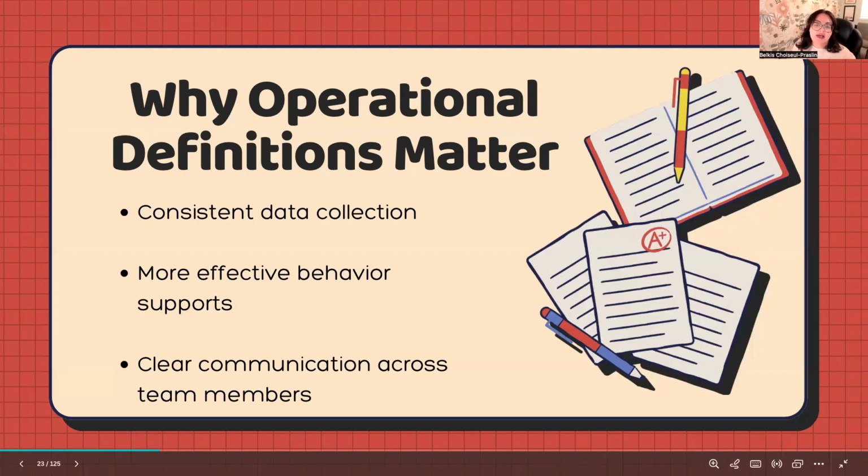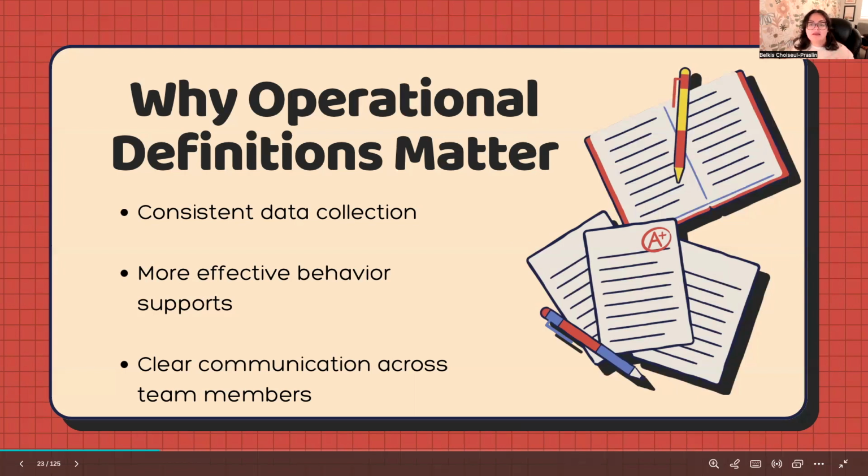Which kind of leads us to our second reason why operational definitions matter, is that they also help lead to more effective behavior supports. Again, if we don't clearly define the behavior, we can't intervene effectively. Saying he's being disruptive doesn't help us build an actual support plan, because what does that even mean? As we learn, disruptive can be many different things. And just saying disruptive is too vague to act on. But instead saying he gets up from his seat without permission an average of 3 times during independent work, now we have a clear target. We know exactly what we're trying to change or support.